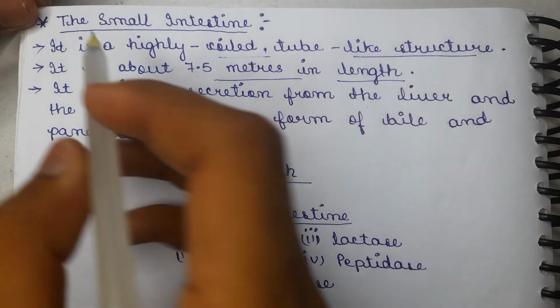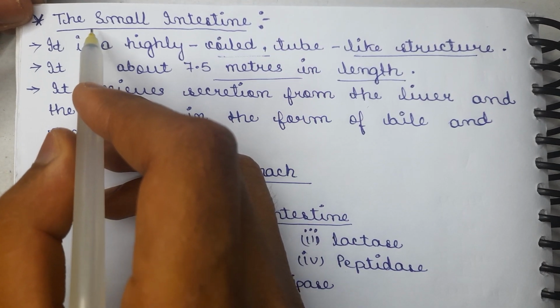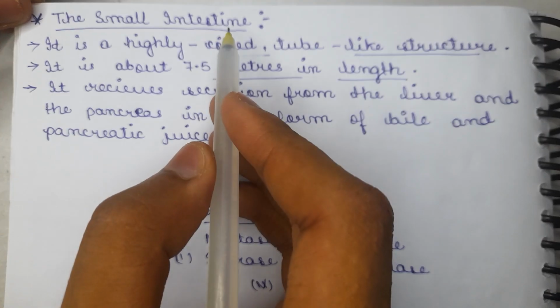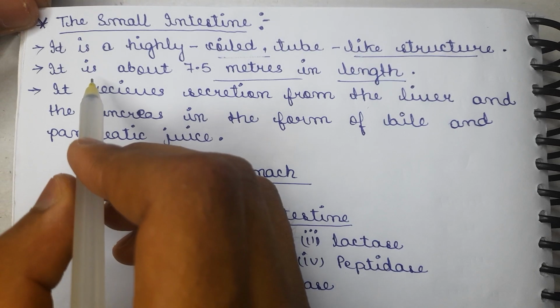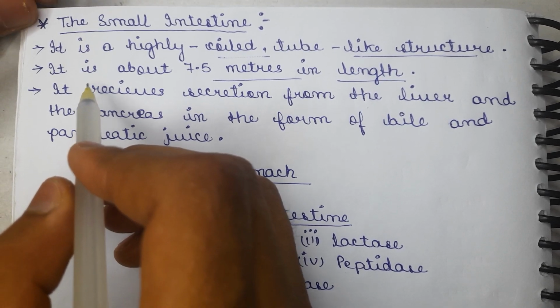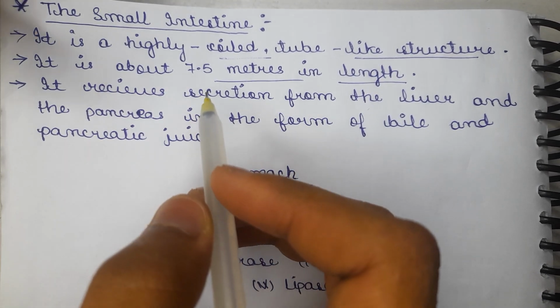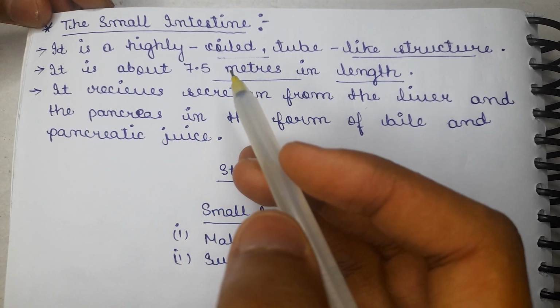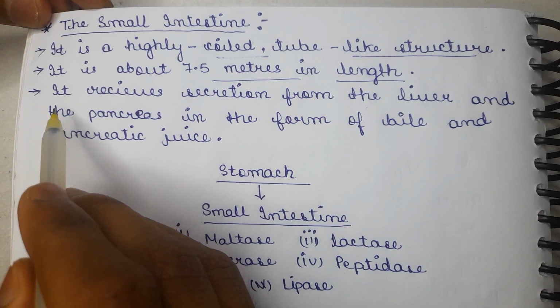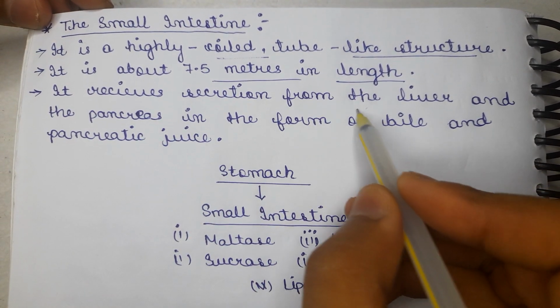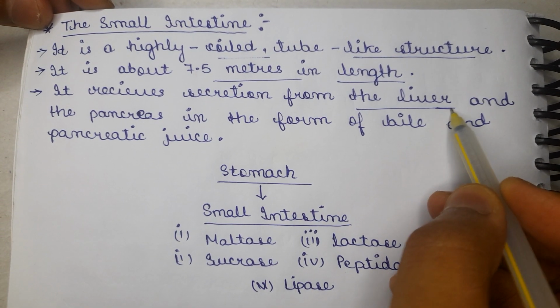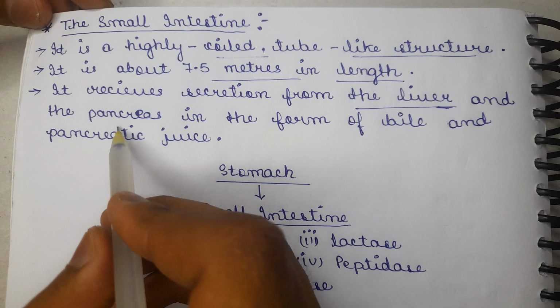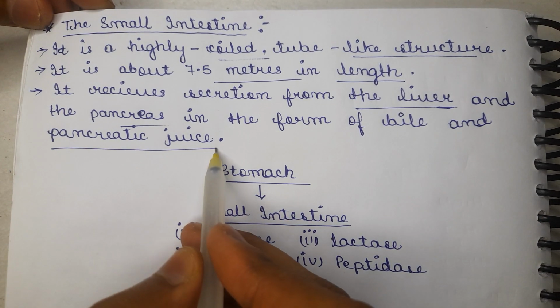It is also derived from the name that it is called the small intestine, but it's not actually that small, and it is greater than the large intestine in size. The third point says that it receives the secretions from the liver in the form of bile and from the pancreas in the form of pancreatic juice.